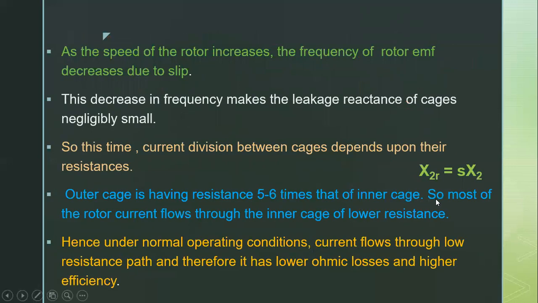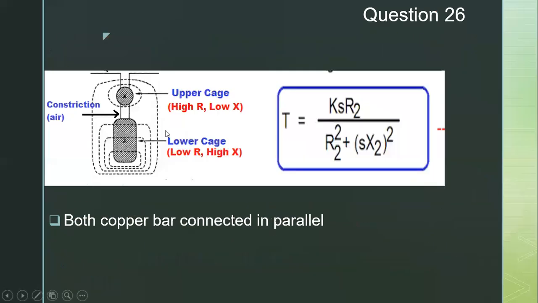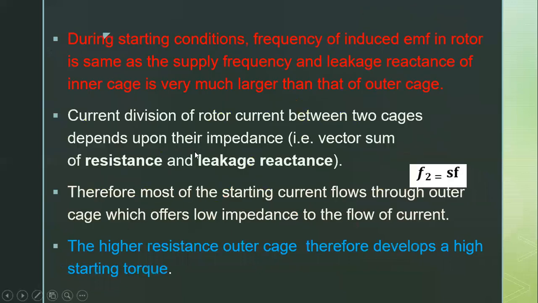5-6 times that of the inner cage. So most of the rotor current flows through the inner cage. At that time, most of the current will pass through the inner cage. At starting time, the higher resistance of the outer cage therefore develops a high starting torque.